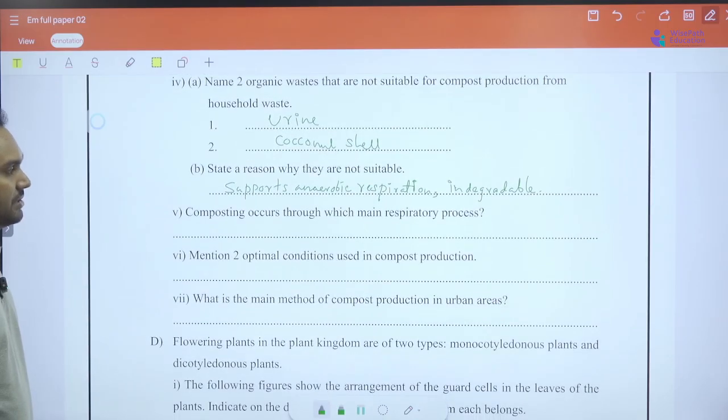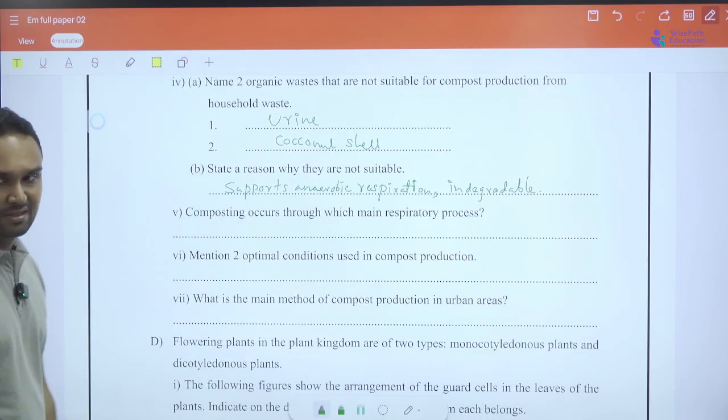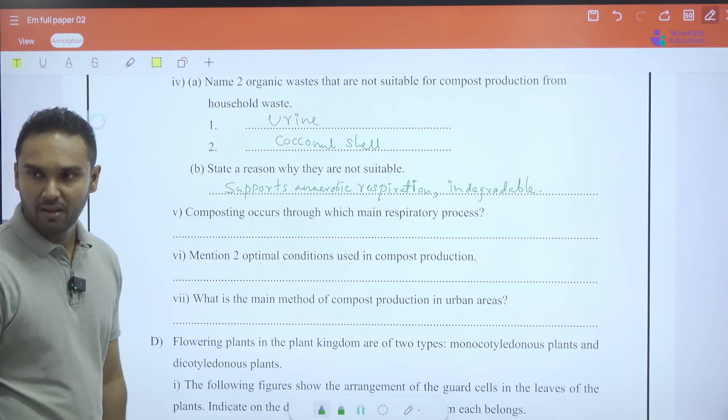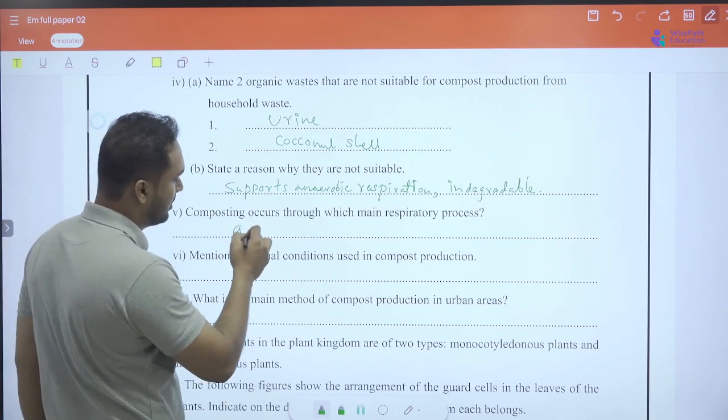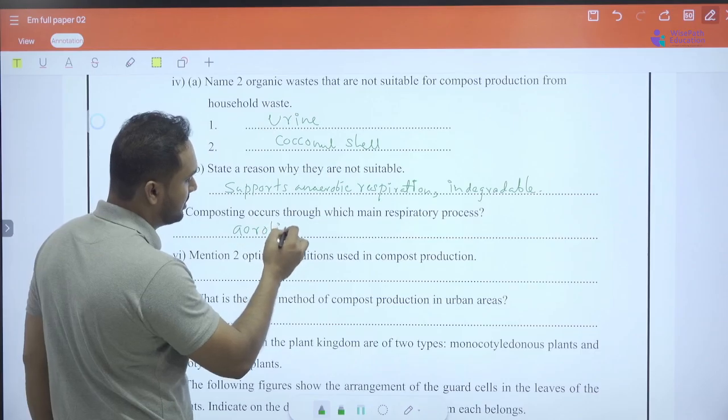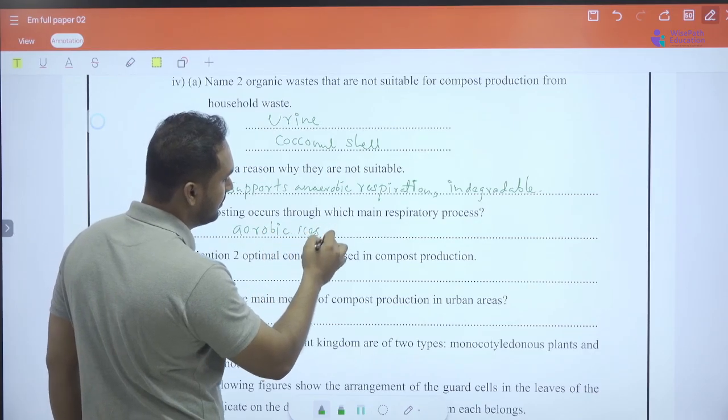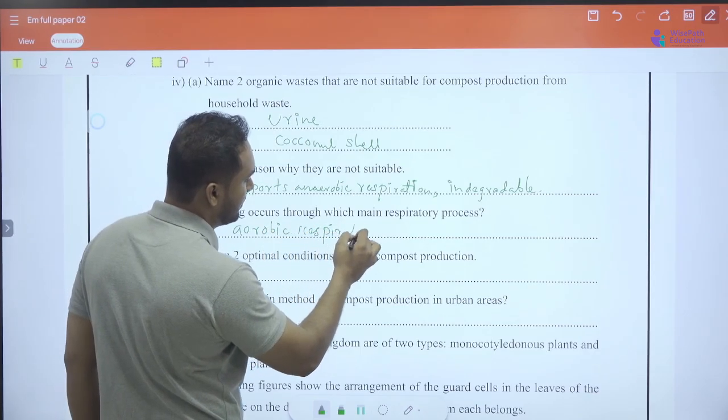Composting occurs through which main respiratory process? Aerobic, yes. Aerobic respiration.